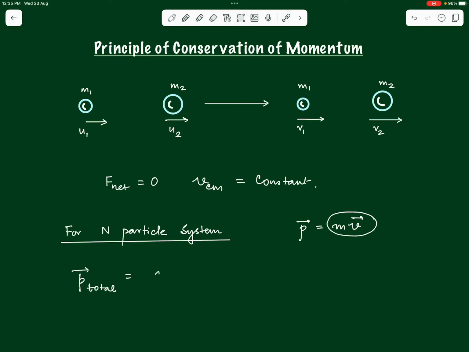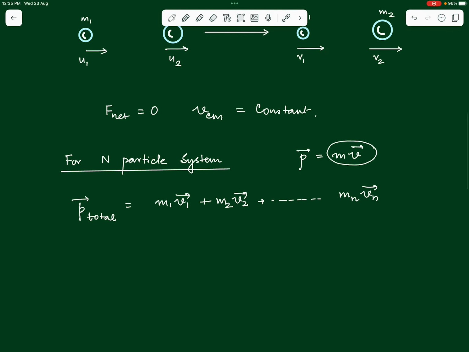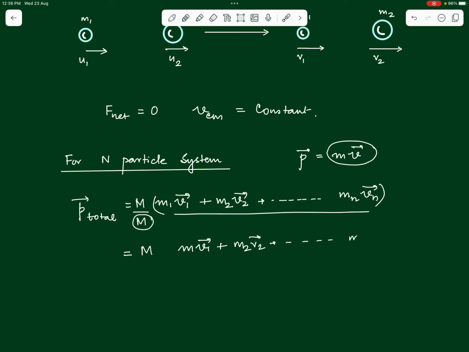So can we write the total momentum of the system as m1 v1 plus m2 v2, and we go on doing this till we reach the last particle, the nth particle, mn vn. Mind you, this is a vector addition. We are adding the momenta vectorially, right? Now, do we understand that we can modify this expression with a small change? Let us multiply this whole expression by capital M, where capital M is the total mass of the system, and divide it by capital M. If we do this, and take this capital M beneath the whole expression, we get M times (m1 v1 plus m2 v2 plus so on up till mn vn) whole divided by capital M.